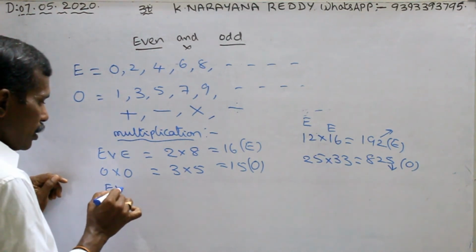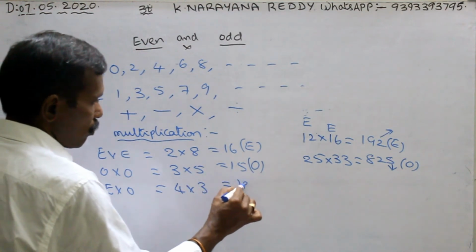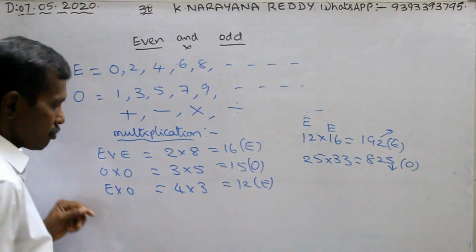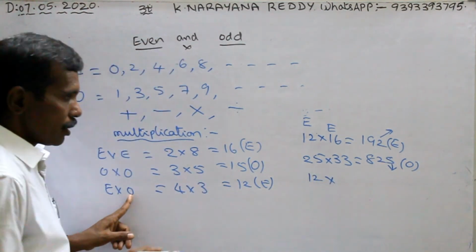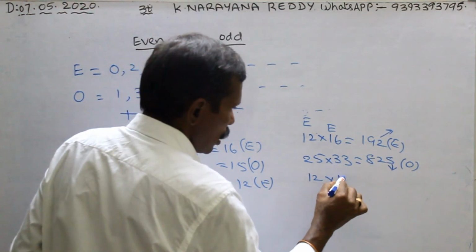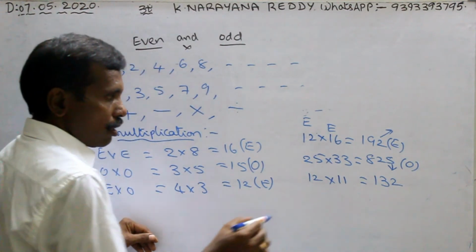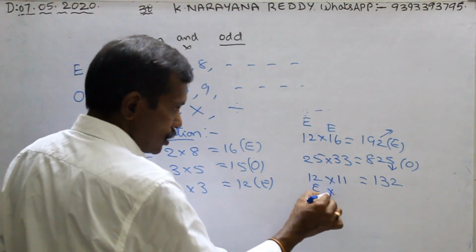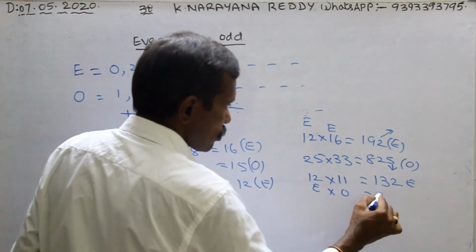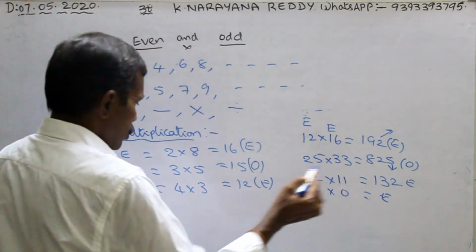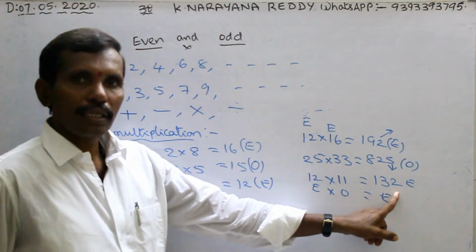Take another example, even into odd. Some 4 into odd 3, what are you getting? 12. This is even. Check this: even 12 into odd 11 is 132. Which is it, even or odd? Even. Yes or not? 132 is even. Even into odd equals even.